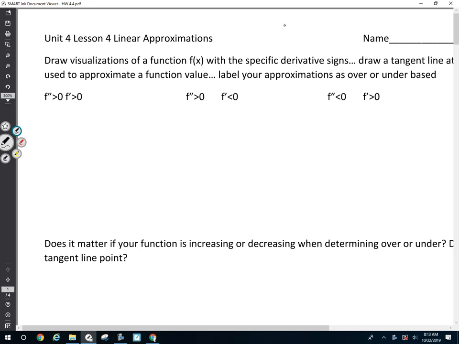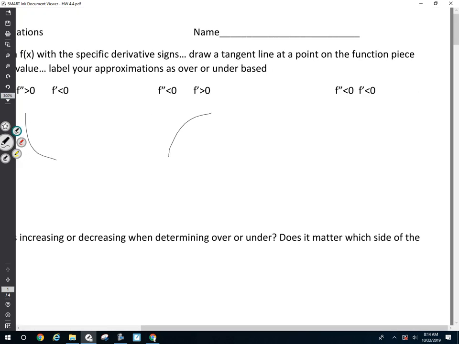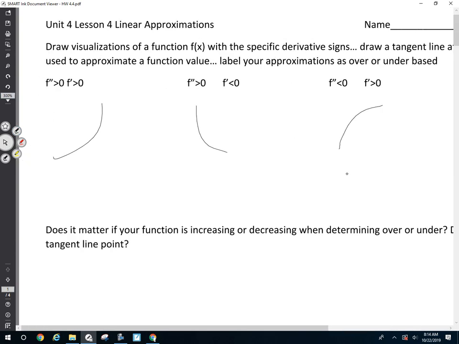Here's our last homework video on linear approximations. So we know if we zoom in on a function, no matter what the function looks like, whether it's concave up increasing, concave up decreasing, concave down increasing, or concave down decreasing, these functions will look like linear functions at a specific point.